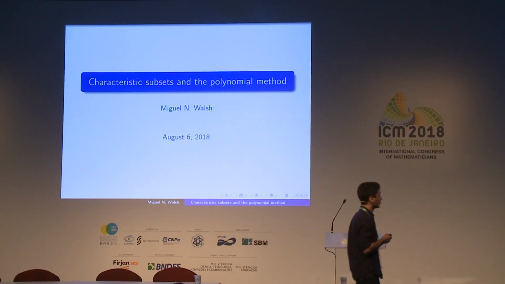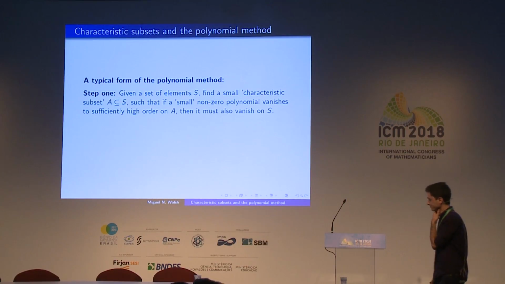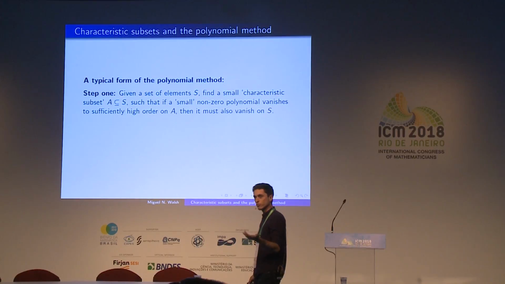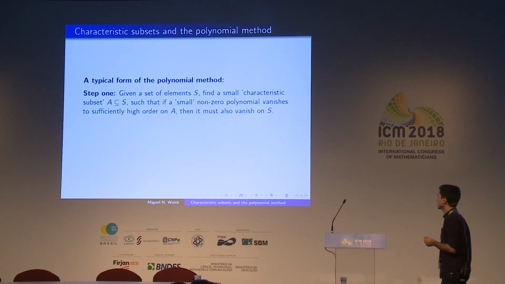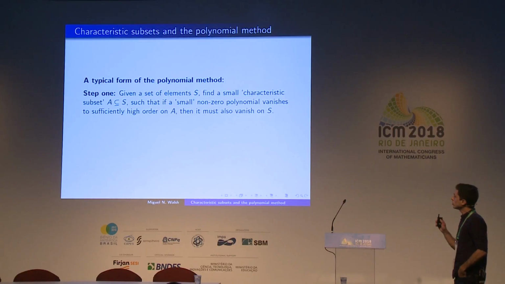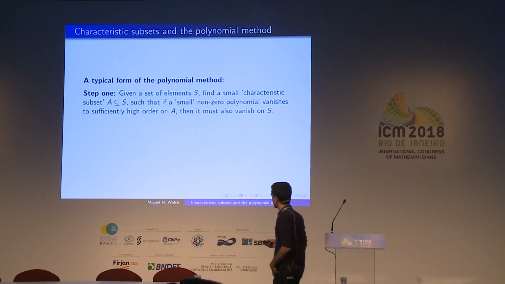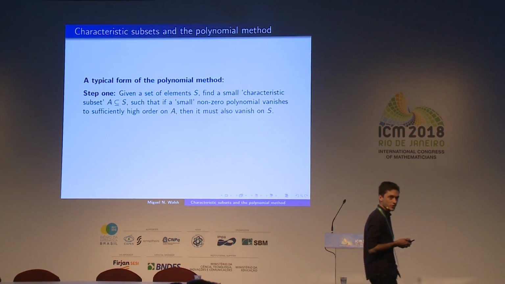So let me begin by telling you a typical way in which the polynomial method is applied. This is a typical form of the polynomial method. Two steps. Step one: given a set of elements S, which I will not tell you exactly what kind of elements I'm talking about. The whole point is that this is flexible and should apply in different contexts. Given a set of elements S, the first step many times is to find a small characteristic subset A of S, such that if a small non-zero polynomial vanishes to sufficiently high order on A, then it must also vanish on S. So step one is to find what one can call a characteristic subset, a small subset of the bigger set that in a sense controls all the algebraic structure of this bigger set.